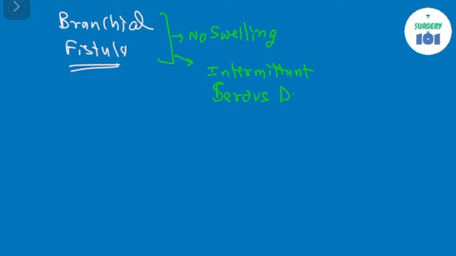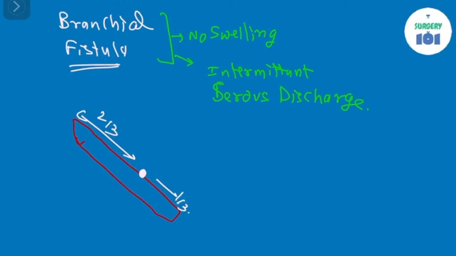Serous discharge from this particular opening. Now, a very, very important point which you need to understand: what is the position of this branchial fistula? This is also present along the anterior border only, but it is basically present between the upper two-third and lower one-third. Very, very important, guys. So this is your branchial fistula.